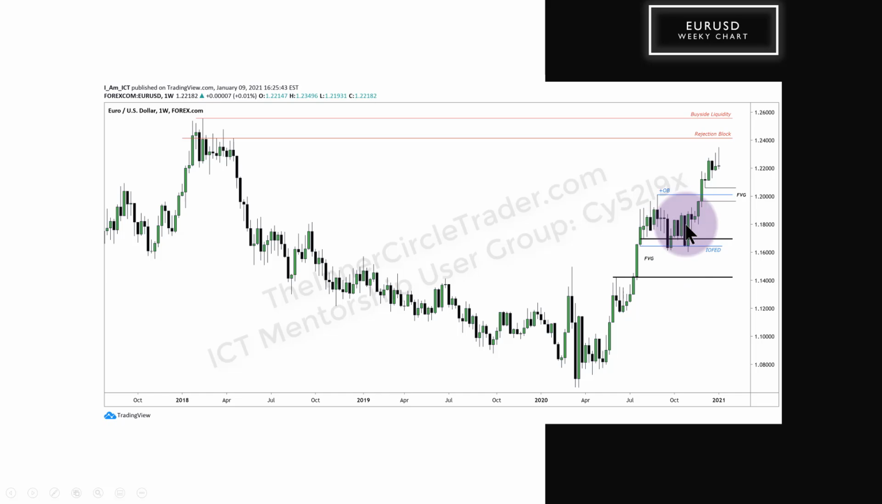We have one here and one in here, and then finally started moving higher. Again, just might need to consolidate a little bit with a small little retracement before moving up into the rejection block. I favor the rejection block near term, and it could go there and then have a deeper retracement and leave the buy side liquidity untapped.